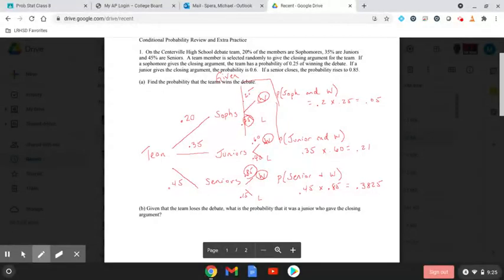Got to multiply correctly after we set it up, hopefully correctly. And then understand that to get our final answer here, I'm running out of space, I need to add 0.05 plus 0.21 plus 0.3825. All right? And that total is my final answer, 0.6425. That's the chance that this team wins the debate.